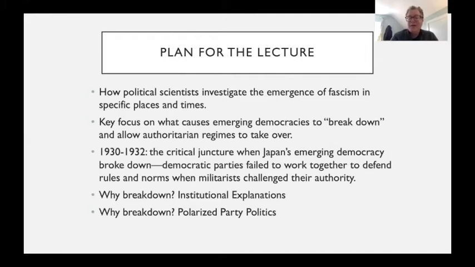And then we'll talk about another part of the story that's emphasized in the two readings that are assigned for today's class. And that is the failure of the democratic political parties to defend the democratic system when faced with challenges from the military and other fascist forces inside Japan. The failure to pull together competing parties to defend democracy is partly explained by the extreme polarization between these two parties in the early 1930s. And we'll try to understand why that condition was present.